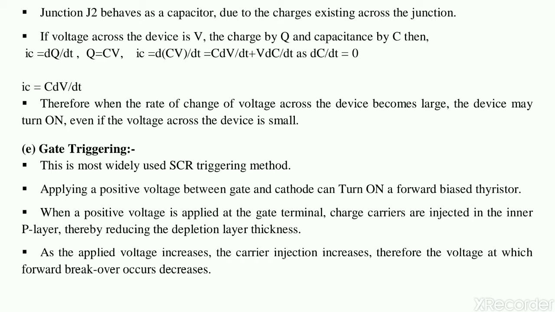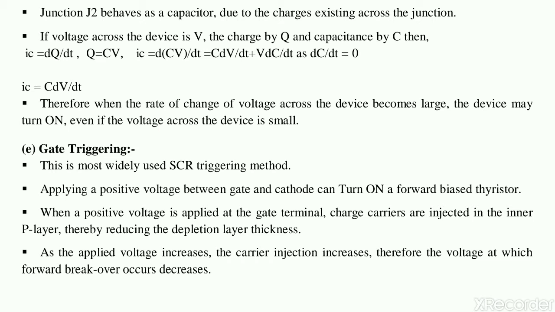When a positive voltage is applied at the gate terminal, charge carriers are injected in the inner P layer, thereby reducing the depletion layer thickness. As the applied voltage increases, the carrier injection increases, therefore the voltage at which forward breakover occurs decreases. So after providing gate signal, or gate pulses, or gate voltage to the SCR gate terminal, SCR will ultimately turn on due to insertion of charge carriers.